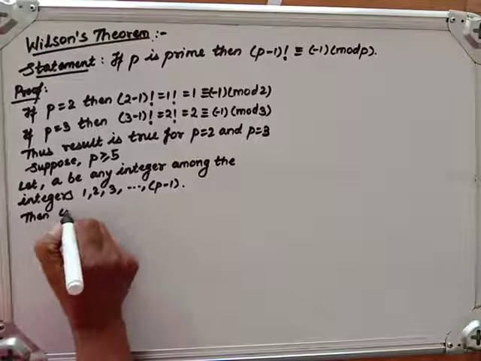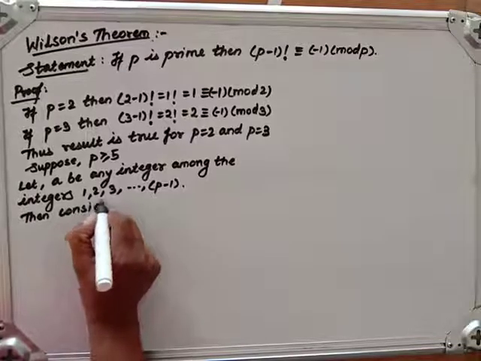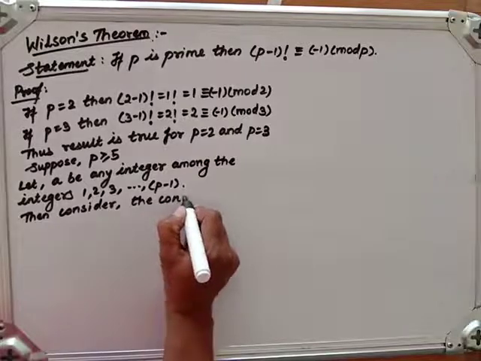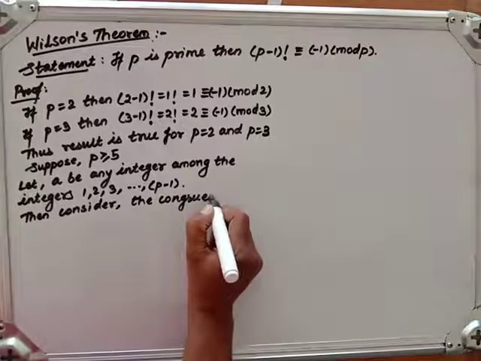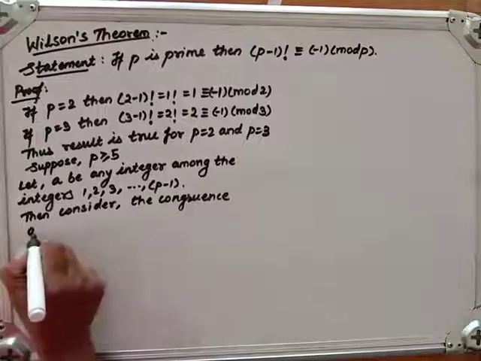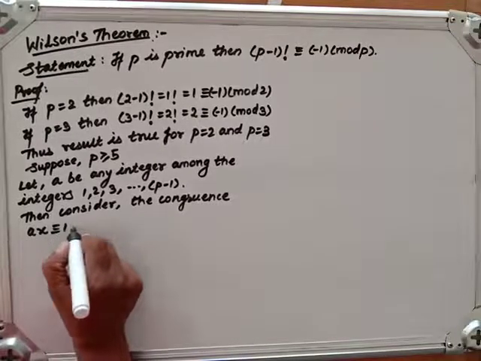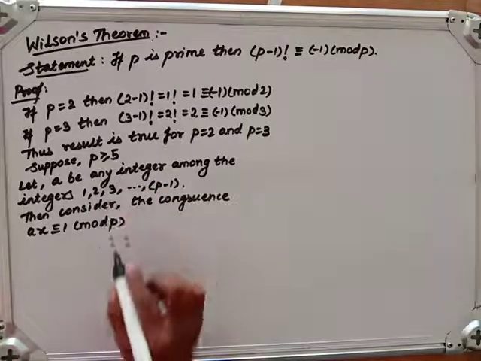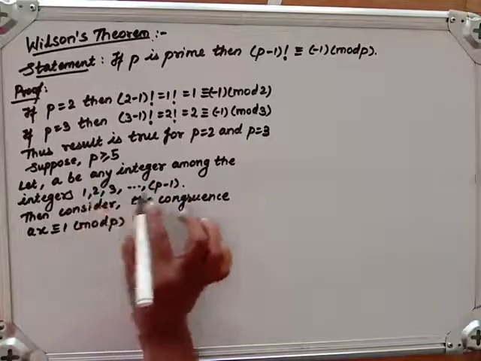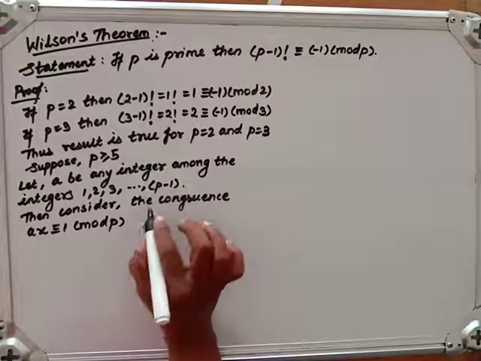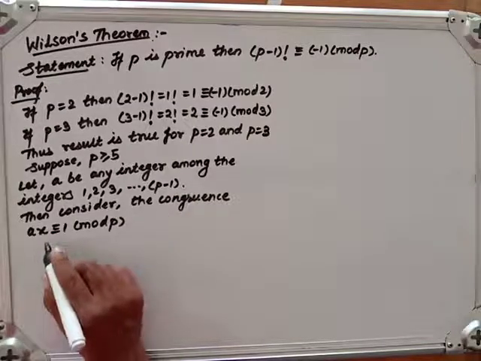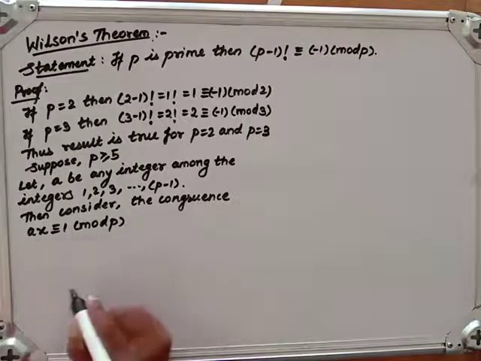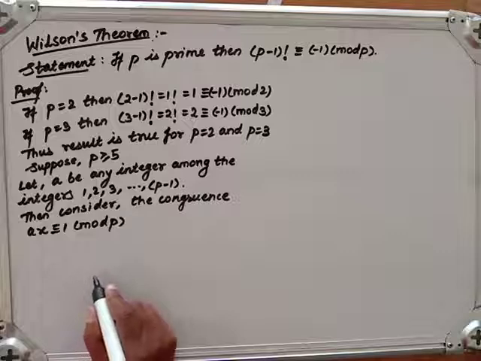Then consider the congruence. Let us consider the congruence Ax congruent to 1 modulo P. P will be greater than or equal to 5. A be any one of these integers 1, 2, 3, 4, 5, so up to P minus 1. Then consider the congruence Ax congruent to 1 modulo P.